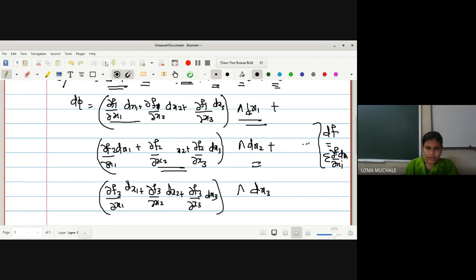So this is what here, dx2. So again dx2 wedge product with dx2, again it is 0. So this term is 0. Here the second term is 0. And in the last one the third term is 0, dx3 wedge product with dx3. Okay, so these are the terms which are 0. So we will write down simply the remaining terms.